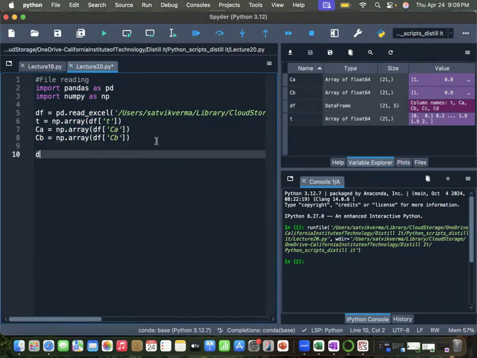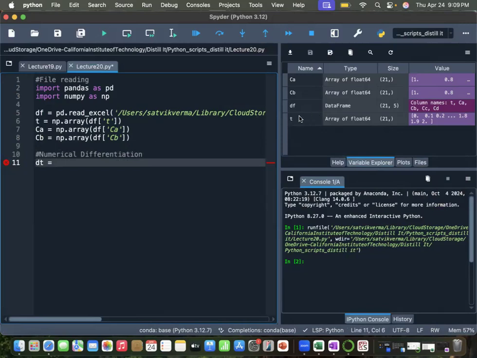Now let's get delta t, or dt. This is numerical differentiation, right? So dt over here is nothing but the time, let's say the first entry of time minus the 0th entry of time. And since the grid is uniformly spaced, t1 minus t0 is equal to t2 minus t1 and so on and so forth, right? So this is the time difference over here. Now let's calculate the derivatives.